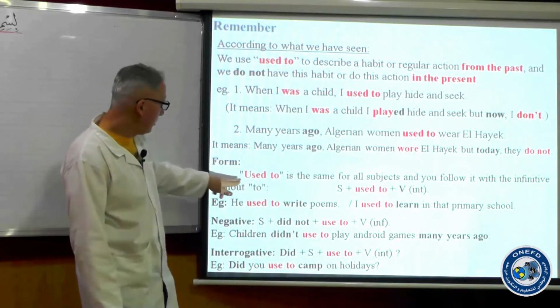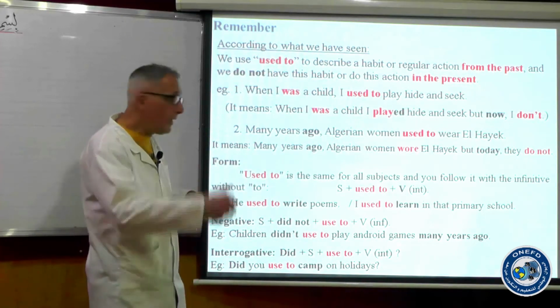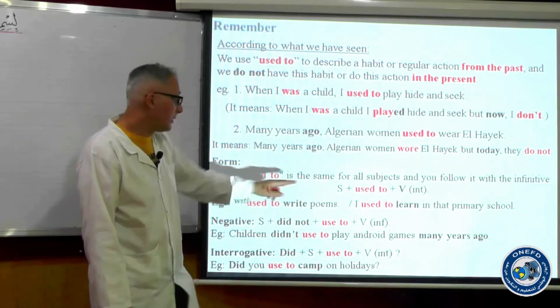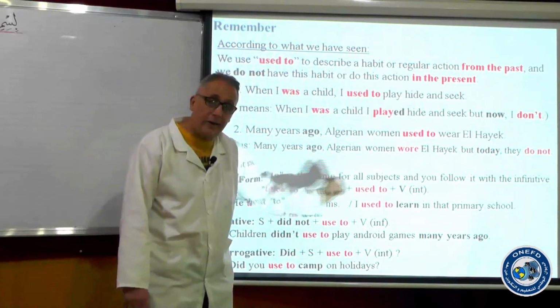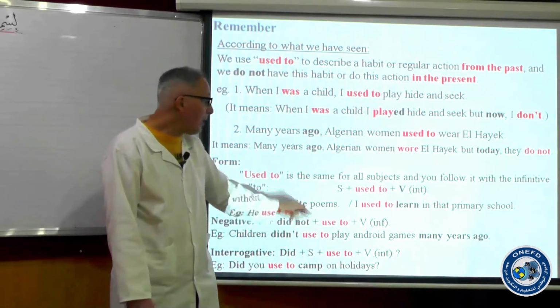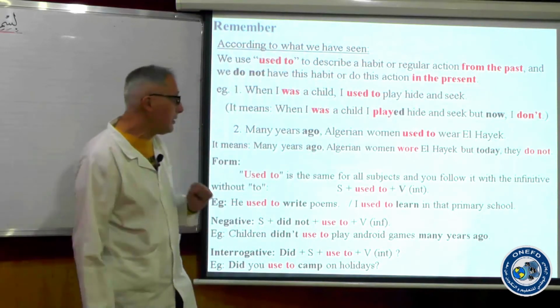The form used to is the same for all subjects, and you follow it with the infinitive without to. Subject, used to, and we have the infinitive of the verb. Example, he used to write poems. I used to learn in that primary school.